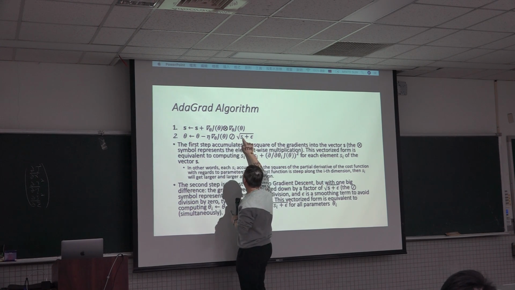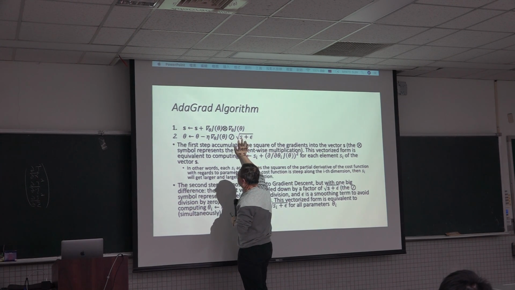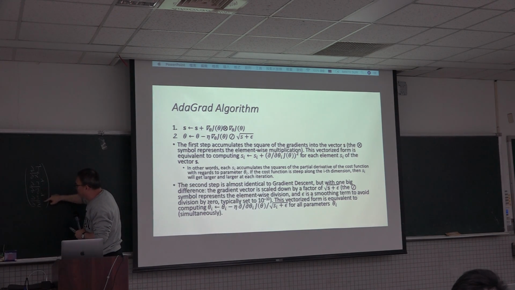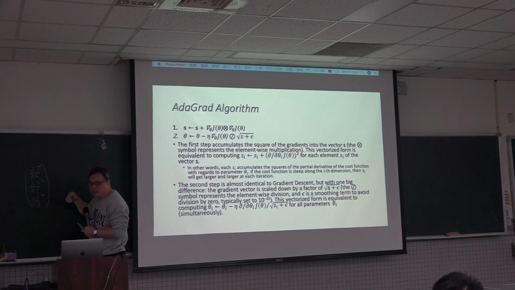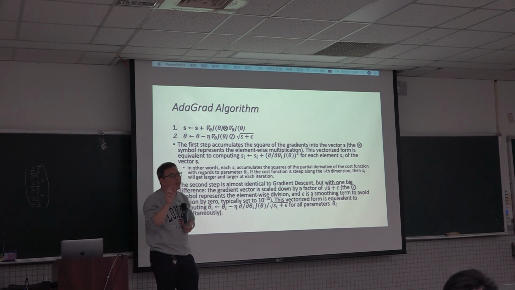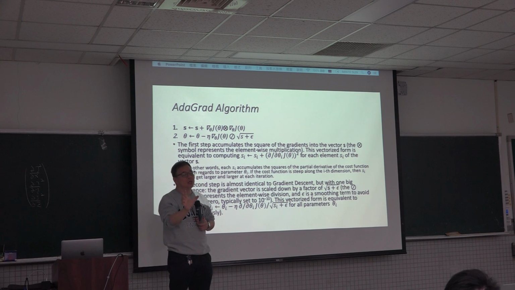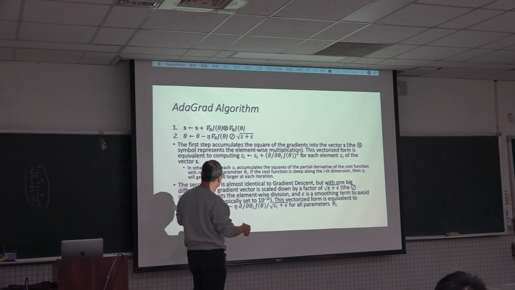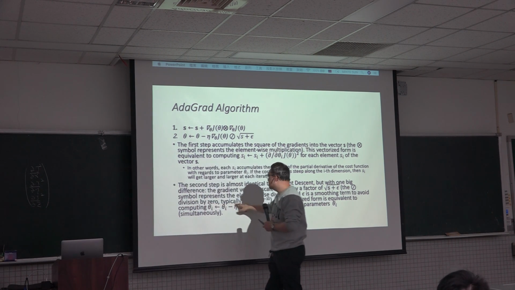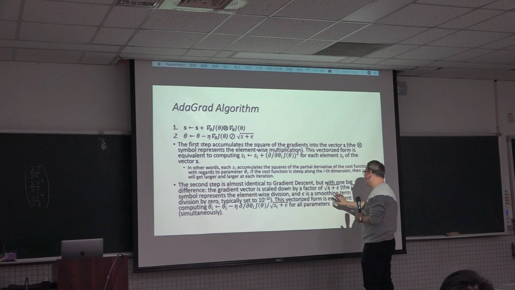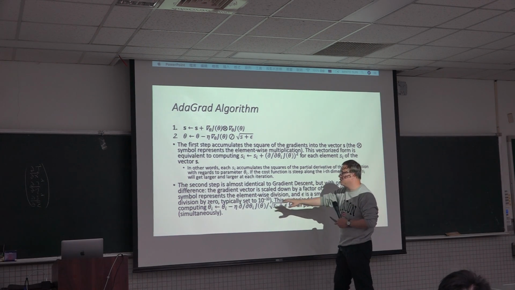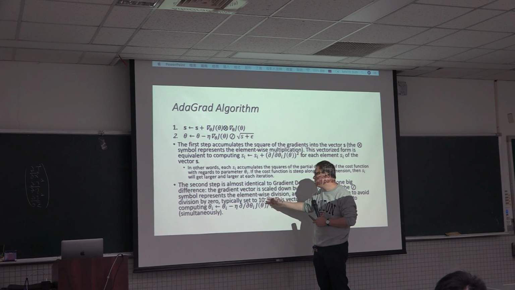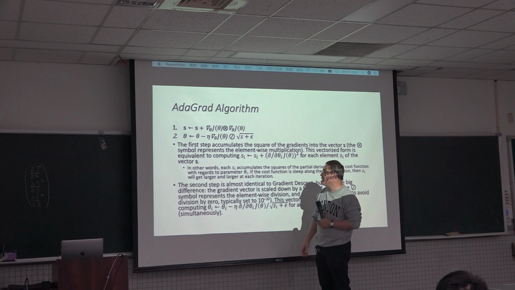So for each component, you want to add an epsilon to it. This epsilon is a very tiny value to make sure it's not going to be 0. Again, we call it a smoothing term. It's typically set to 10 to the power of -10. So it's a small value to avoid dividing by 0.